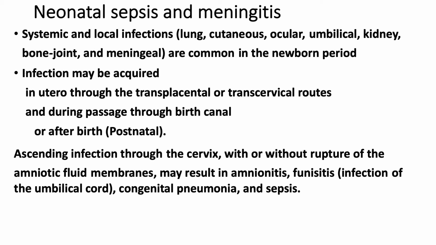There are systemic and local infections. Certain systemic and local infections are common in the neonatal period. This might predispose to neonatal sepsis and meningitis. Infection may be acquired in utero through transplacental or transcervical routes, or during birth, or after birth postnatally. Ascending infection through the cervix, with or without rupture of the amniotic fluid membrane, may occur, resulting in amnionitis, funisitis, which is infection of the umbilical cord, congenital pneumonia, and sepsis.